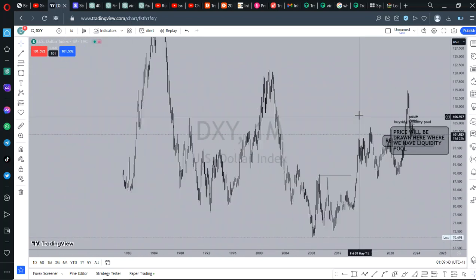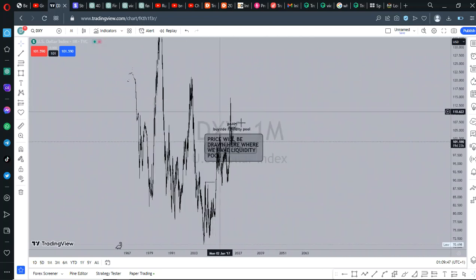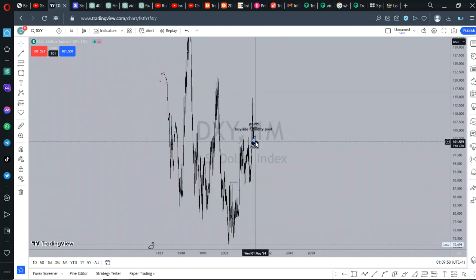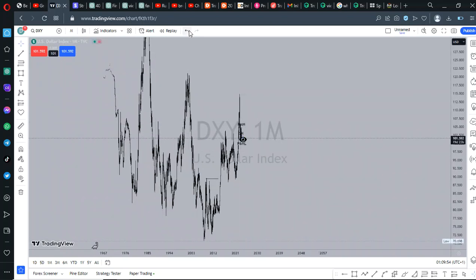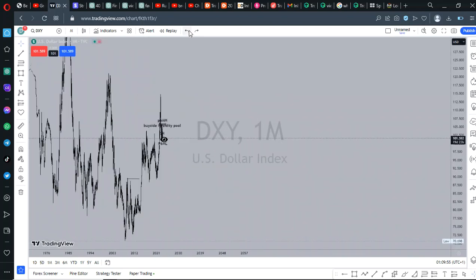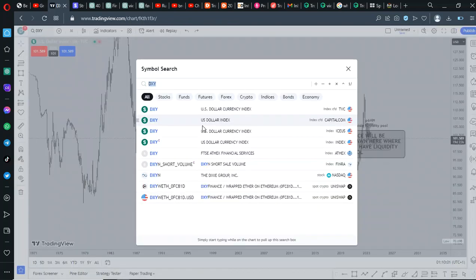DXY, sorry, let me zoom out. So most of you may remember, I talked about Euro USD being bullish, looking from the higher time frame. Alright, so let's leave this chart.